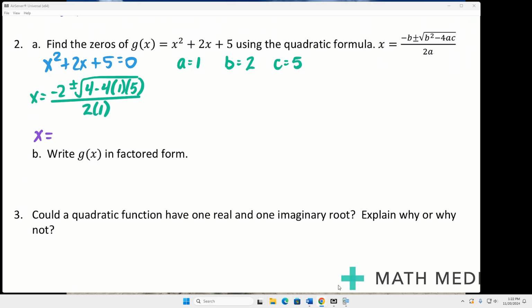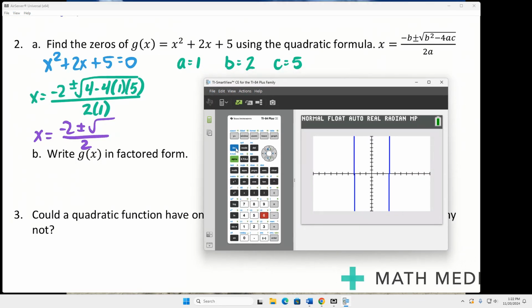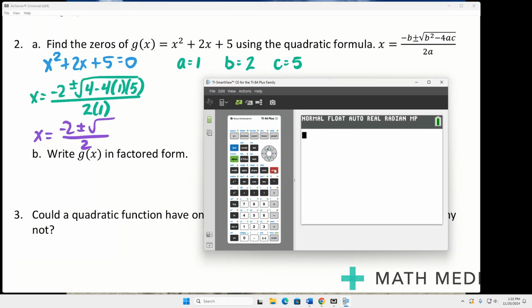All right, now we do not try to do all this in the calculator at one time. That's too much for your calculator. I mean, your calculator is really smart, but we're just going to do a little part at a time. So we're just going to type in the calculator what's under the square root. We are not going to put the square root. So we're just going to do 4 minus 4 times 1 times 5, or 4 minus 20, which you definitely could just do in your head.